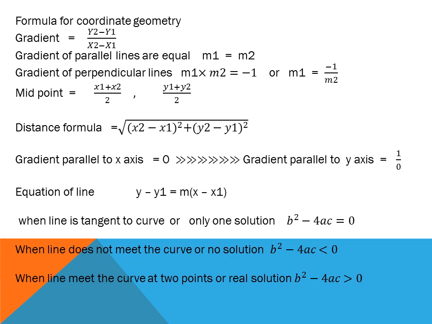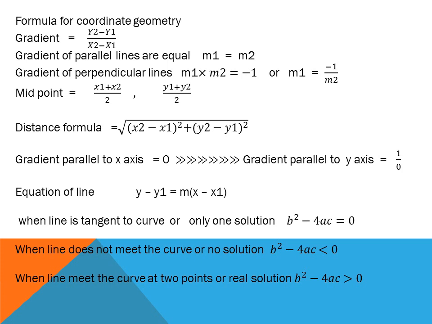When the line does not meet the curve, or there is no solution, it means the line does not cut the curve at any point. It means the line and curve do not cut each other. So the discriminant should be less than 0. b squared minus 4ac is less than 0.